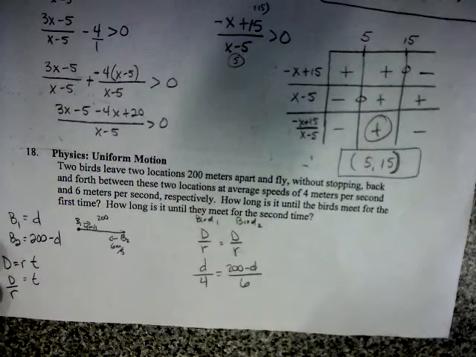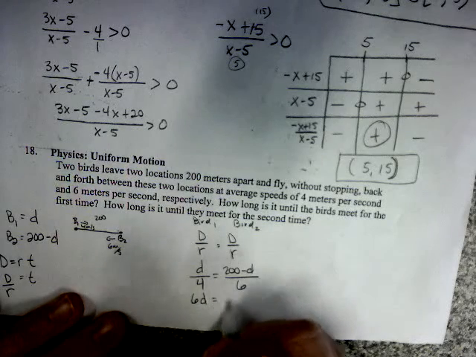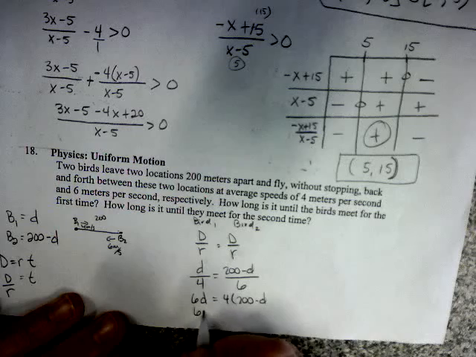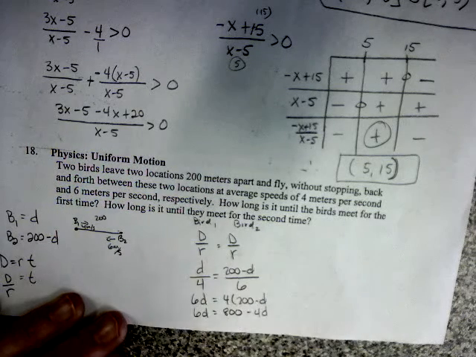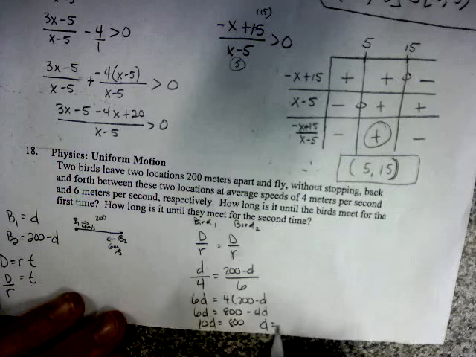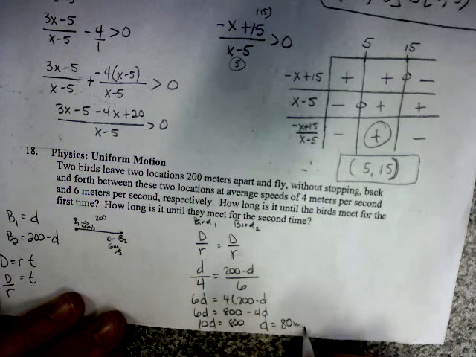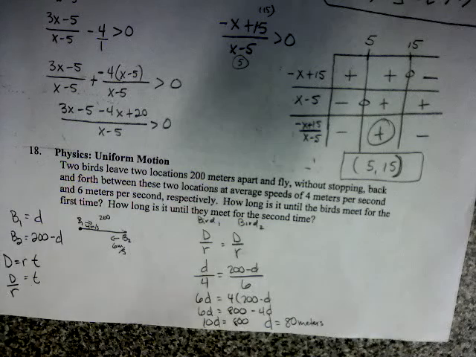So we can solve this equation by cross multiplying. So 6D is equal to 4 times (200 minus D). So that's going to be 800 minus 4D. And if we add 4D to the other side, we get 10D is equal to 800. So D is going to equal 80. So this distance is 80 meters. So they fly 80 meters before they meet, or at least bird 1 flies 80 meters.